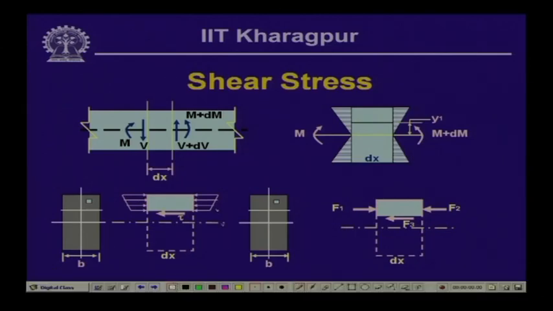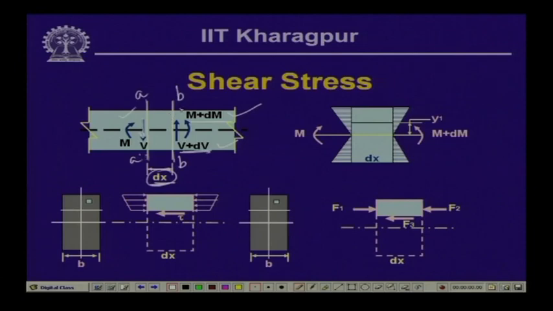Now, we consider a segment of the beam which is loaded, and let us say these are the two sections at a distance of dx. Let us call this section AA and this BB, and on face AA we have the shear force V and the bending moment M. On the right face we have shear force V plus dV and moment M plus dM. We expect that from AA to BB over dx distance, there is a change in the shear force and the bending moment.